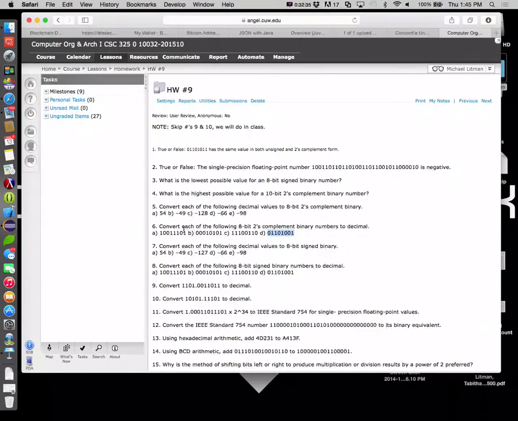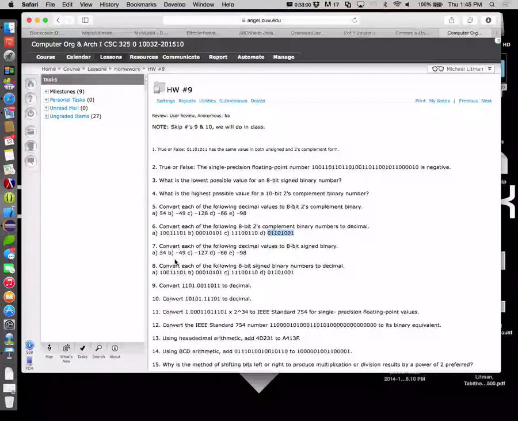Okay, so that's number 6. Questions on that one? Okay, so not too bad. Number 7, convert each of the following decimal values to 8-bit signed binary. All right, so we're doing the inverse of what we just did.